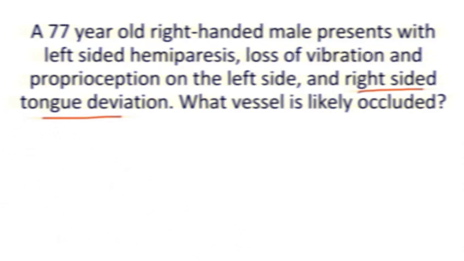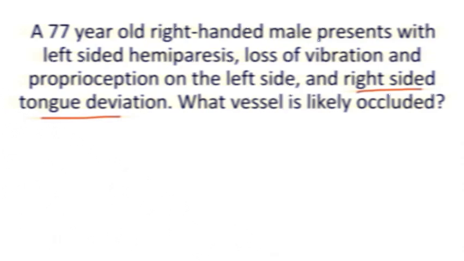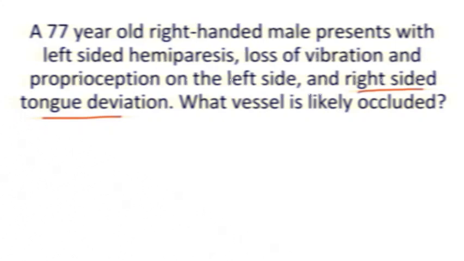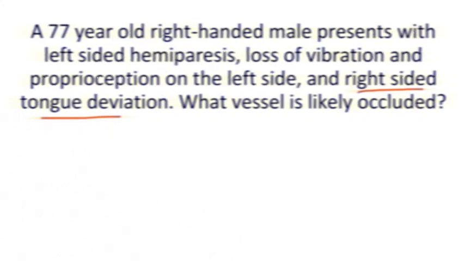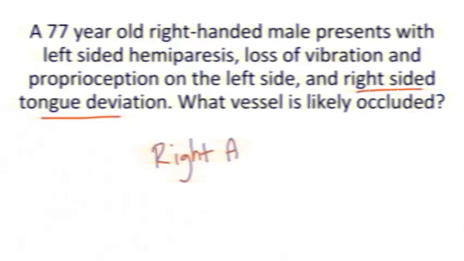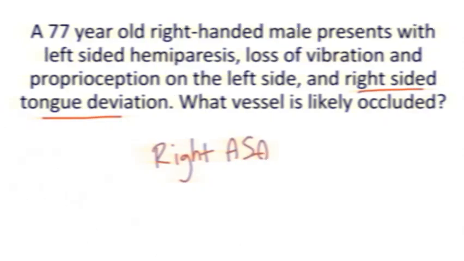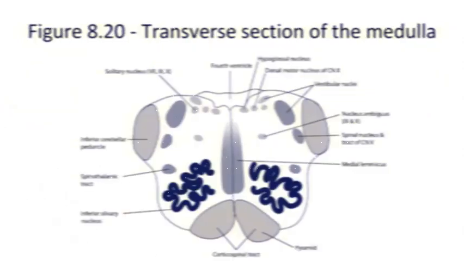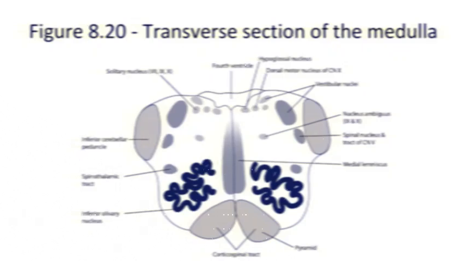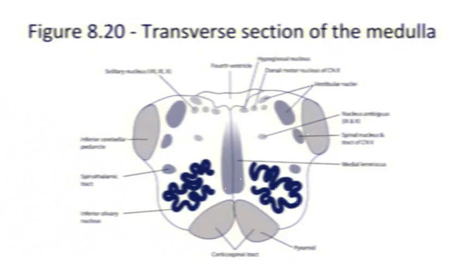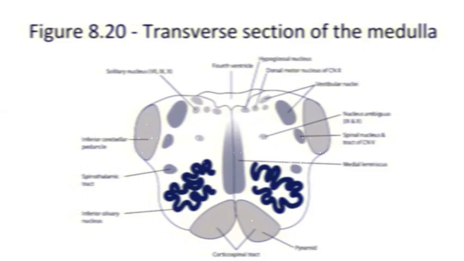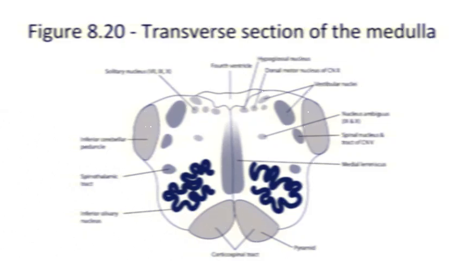Remember from section 3 on cranial nerves that damage to the hypoglossal nucleus results in tongue deviation to the ipsilateral side, so we can deduce that the right ASA must be occluded. Let's pull up some images to review the patient's symptoms. On this slide, we have figure 8.20 showing a transverse section of the medulla. Recall from part 1 of this section that the paramedian branches of the ASA supply blood to approximately this region right here.